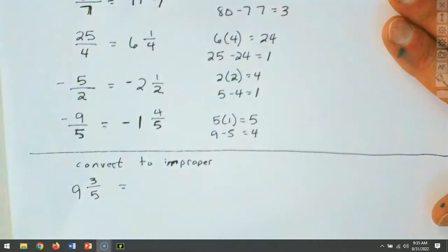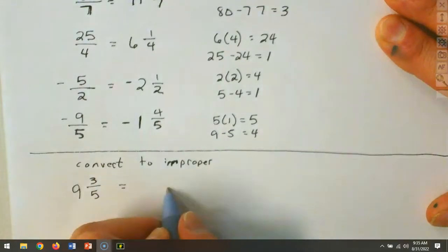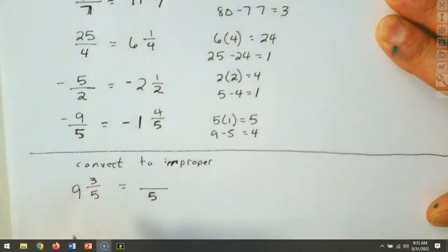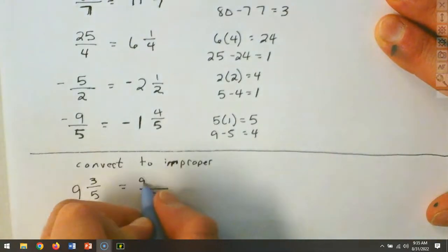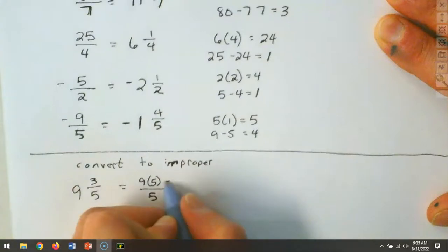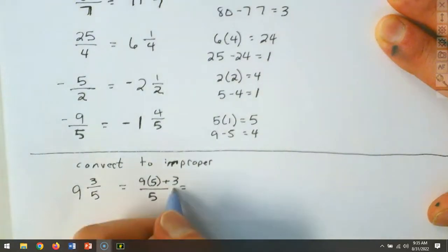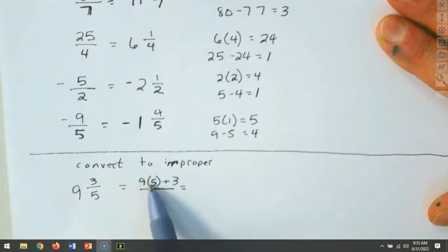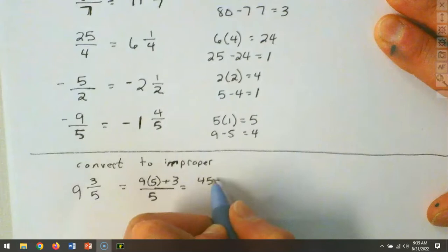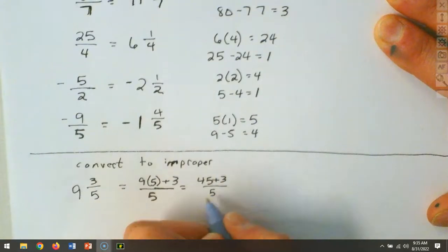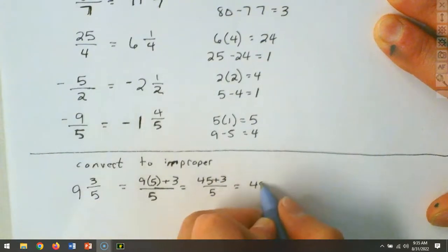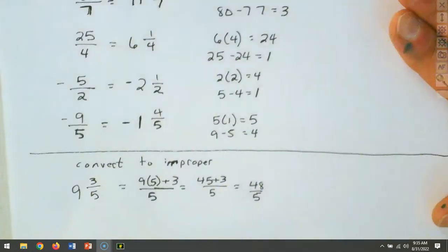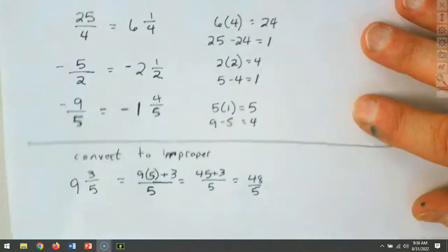And an improper fraction, the numerator is bigger than the denominator. So we have a common denominator of 5. So my answer is always going to have that denominator of 5 here, in this case. And I take 9 times your 5 and add it to the 3. 9 times 5 is a 45, plus 3 makes it then a 48 over 5, right?